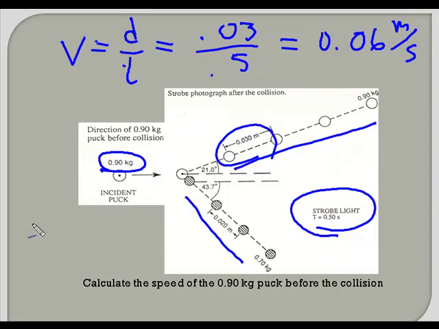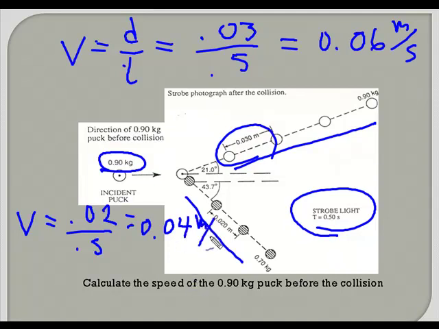Now let's look at the target one, the dark one. That velocity is the distance divided by the time. The distance is 0.02 and the time is 0.5. So when you work that one out, you will get 0.04, and again, meters per second. And as before, you find the momentum by multiplying that mass times that velocity. There's the mass.